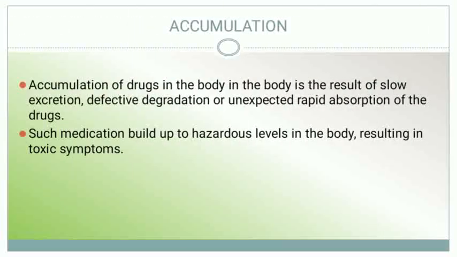Now, the next factor is accumulation. So, accumulation of drug in the body is the result of slow excretion or defective degradation or unexpected rapid absorption of the drug. Such medication builds up to toxic level in the body, resulting in toxic symptoms. For example, in case of digitalis, heavy metals, etc. So in that case, only maintenance dose of such drug should be continued and further accumulation should be avoided.